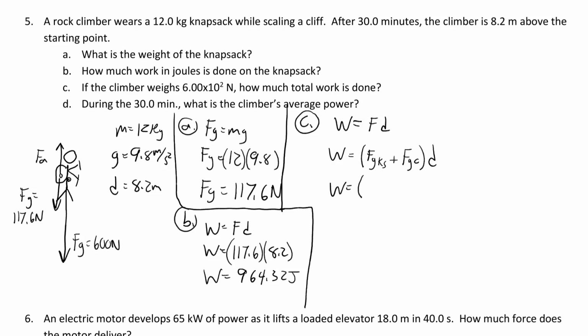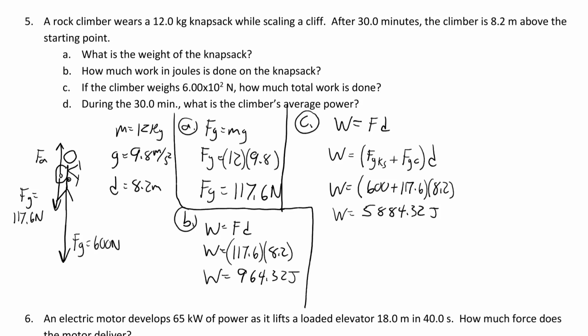If they didn't have a backpack on, they would still have to be doing work, right? So now they're doing the work for themselves. They're exerting 600 newtons of force, plus they're doing work on the backpack as well, 117.6 newtons of force there, times the 8.2 meters, because that's how far we're going. So the total work is 5,884.32 joules. Now, a couple of things to note.